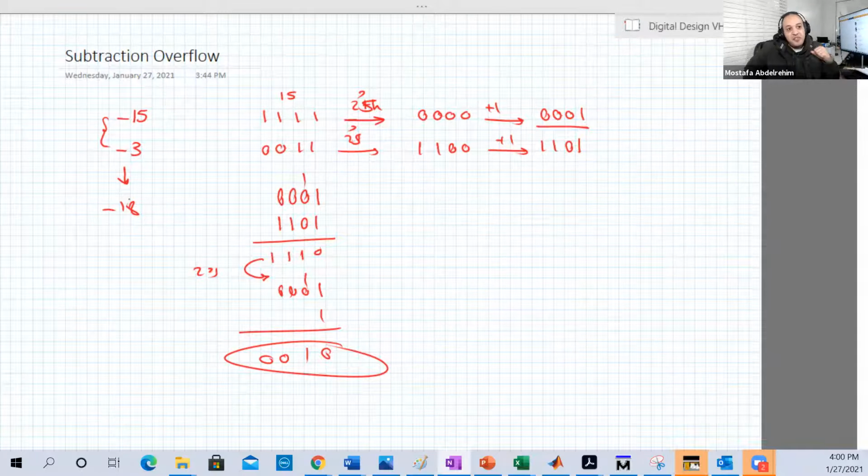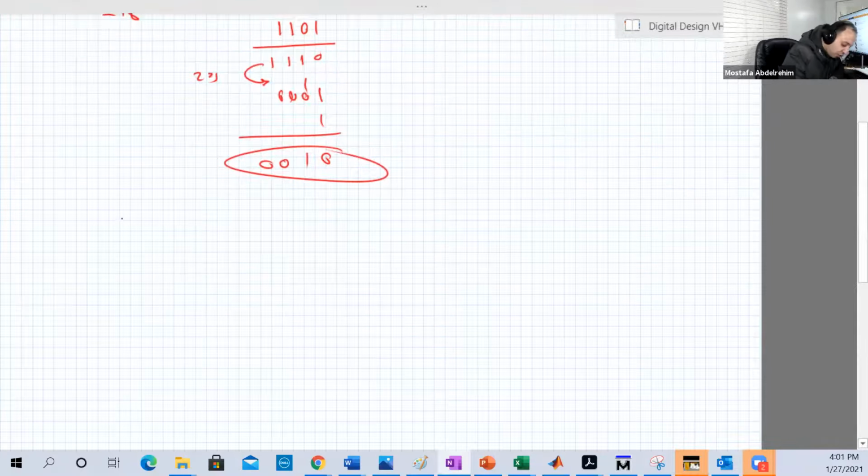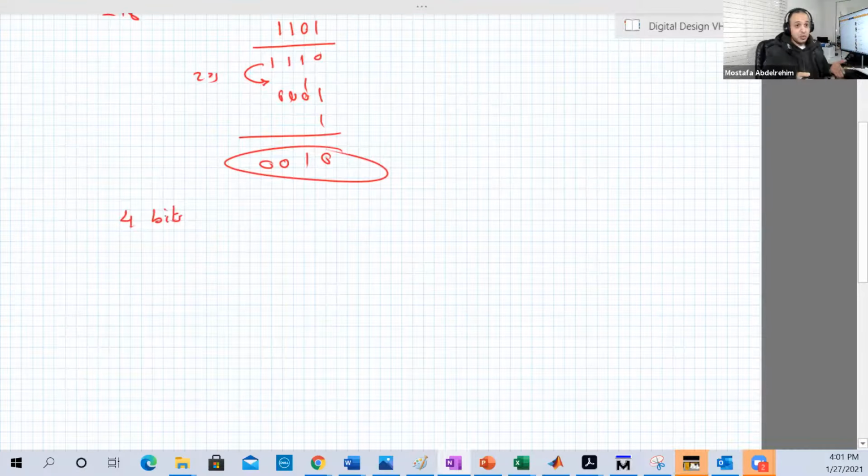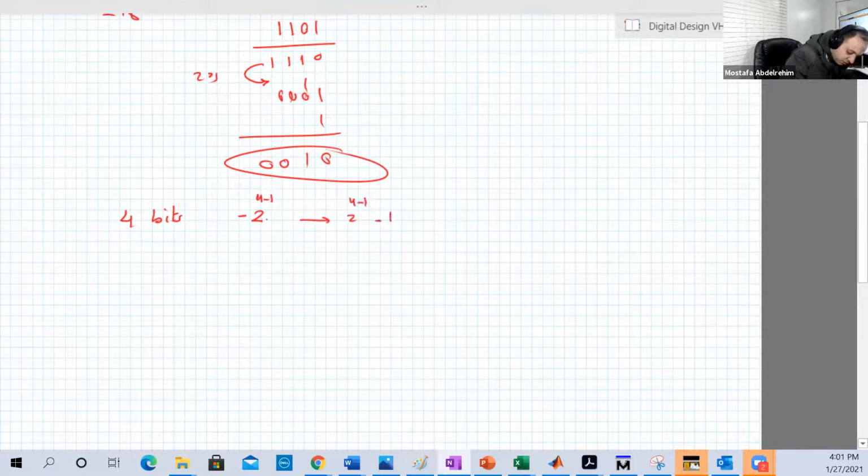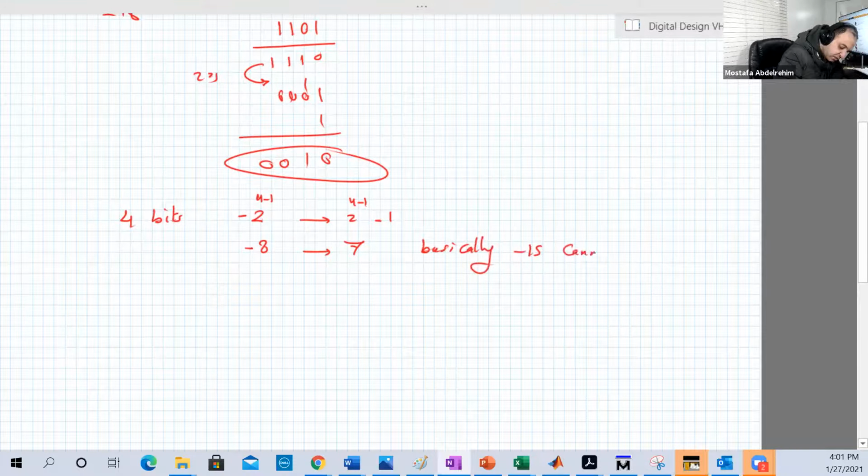Okay, so how are we going to fix this problem? We fix it first by choosing a suitable number of bits to represent 15. Our basic problem here was 15, by the way. Okay, good. So we said that 4 bits, which is what we assumed for this example, can represent from minus 2 to the 4 minus 1, to 2 to the 4 minus 1 minus 1. This is minus 8. This is 7. So basically, minus 15 cannot be represented by 4 bits. How about 5 bits? Let's check this. 5 bits.